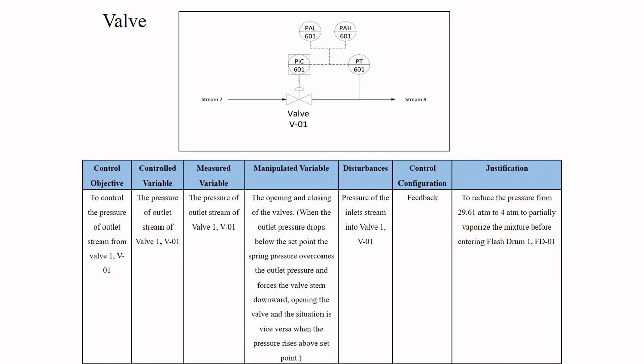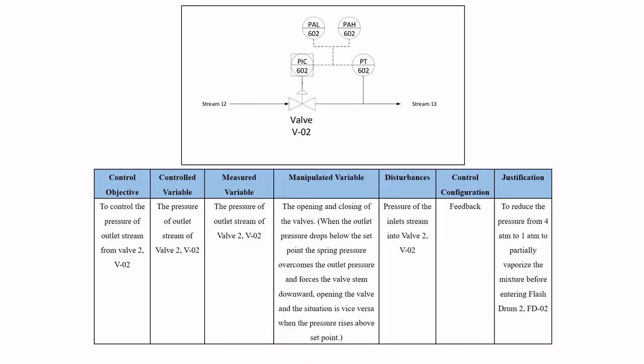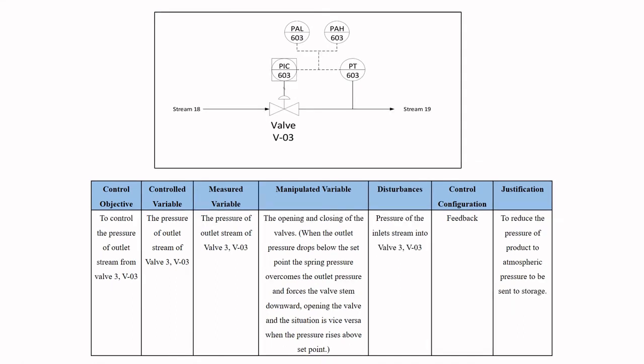The control objective for all the valves in this design is to control the pressure to prevent the discharge pressure from exceeding an upper limit or being below the lower limit. Feedback control is suitable because the pressure output is measured and the action is taken by manipulating the valve. For valve 1, the pressure is at 4 atm to partially vaporize the mixture before entering flash drum 1. For valve 2, the pressure is set at 1 atm to partially vaporize the mixture before entering flash drum 2.